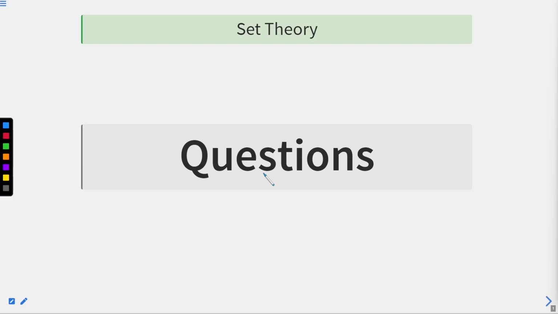Hello students, I am Adit Kumar Gautam and today we will discuss some questions on set theory, and these questions will reflect your knowledge on this topic. So let's begin with our first question. Let's see.